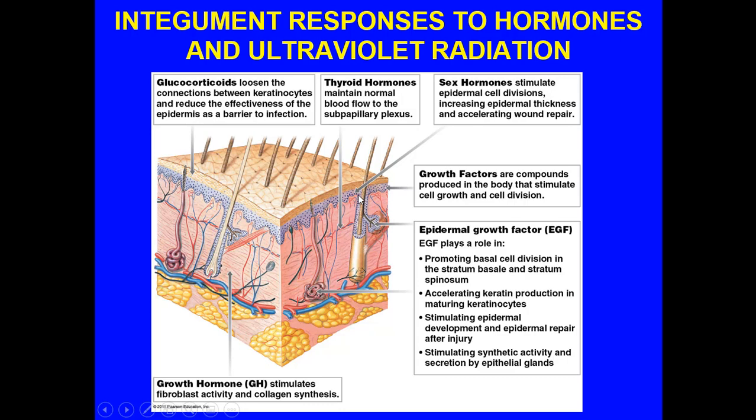So we're looking right here. Okay, mitosis. And EGF plays a role. It promotes basal cell division at the stratum basale, stratum spinosum, accelerates keratin production of maturing keratinocytes, stimulates epidermal development and epidermal repair after injury, and stimulates synthetic activity and secretion by epithelial glands. Okay.